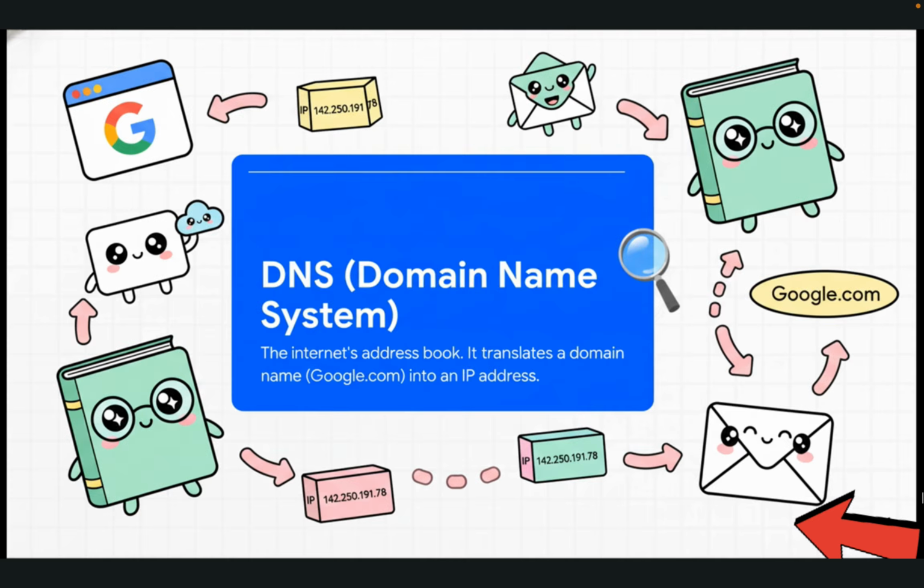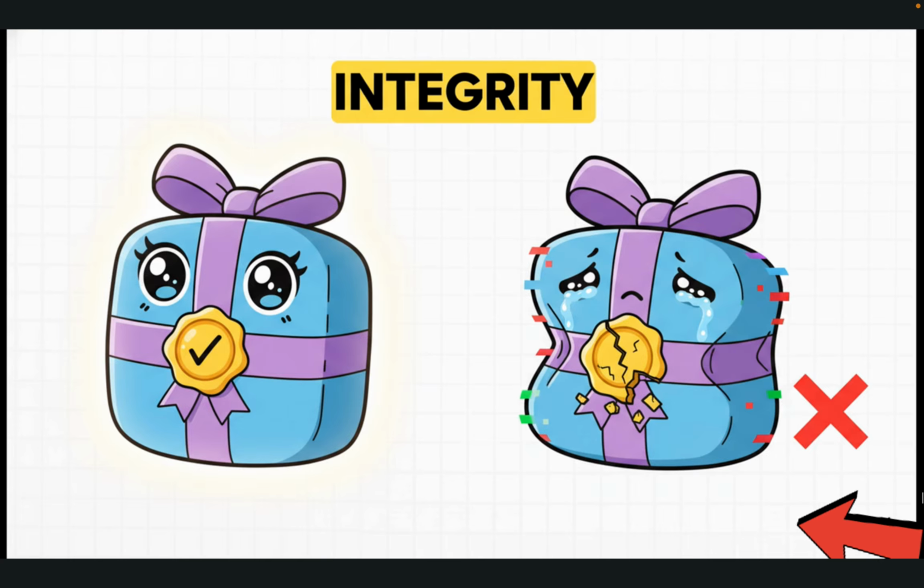Next up, we have I for integrity. See, it's not enough for a message to just be private. We also have to be 100% sure it hasn't been messed with. Integrity ensures that the package that arrives is the exact same one that was sent, with zero tampering. It's like that unbroken wax seal on an old royal decree, proof that it's legit.